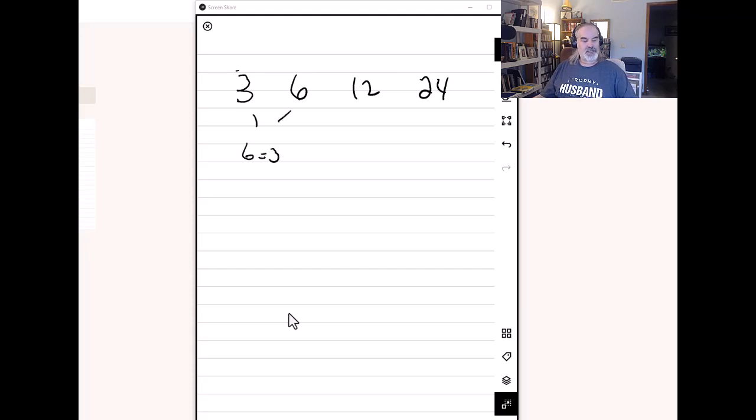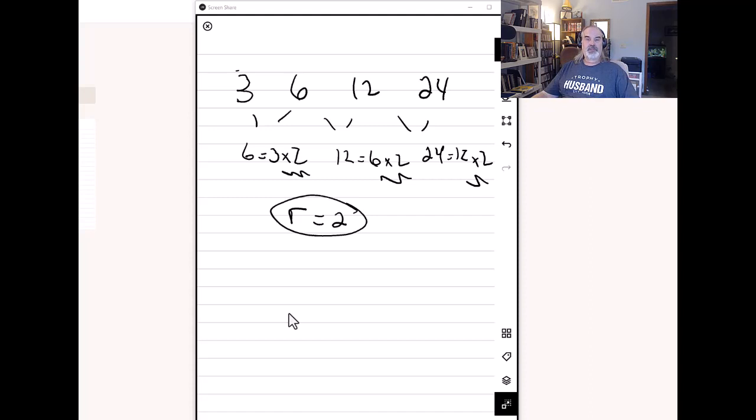6 is 3 times 2. And then 12 is 6 times 2. And then 24 is 12 times 2. So what's happening is that we are getting every number in the list by multiplying the previous number by 2. And that tells us that R, the ratio, is equal to 2 in this geometric series.